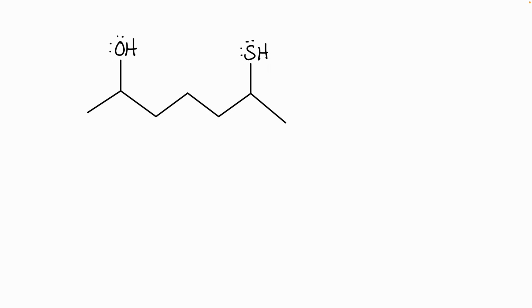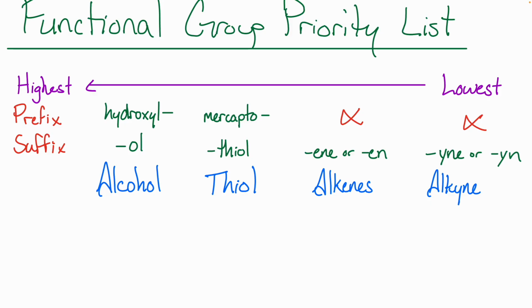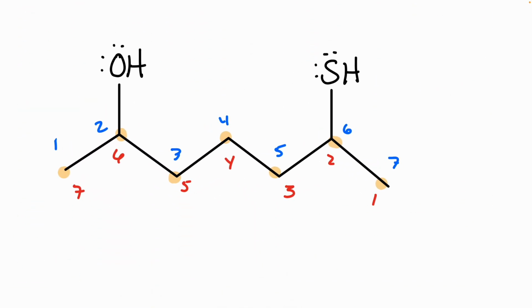All right, so my parent chain are these 7 carbons here. Am I going to number in this direction or am I going to number in this direction? Which one of these numbering schemes is correct, red or blue? Blue, because the alcohol is the higher priority of the two functional groups, so that's the one that I'm going to pay attention to when I number here.